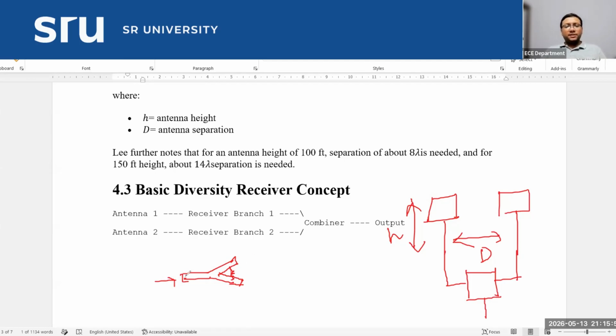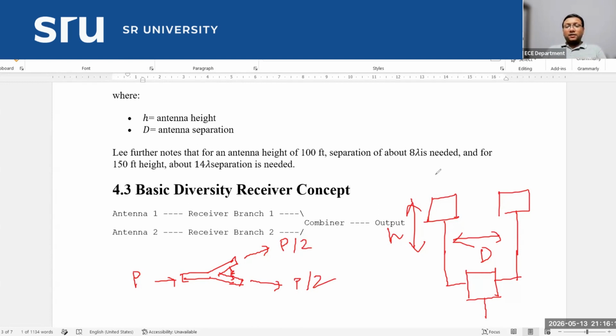So splitter means, suppose this is the input port, so through these other two ports there will be half power. It means, suppose I am giving P as input, so here the powers will be P by 2 and P by 2. So this is the concept of a splitter, a power splitter.